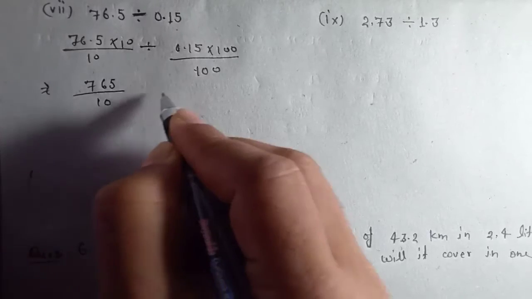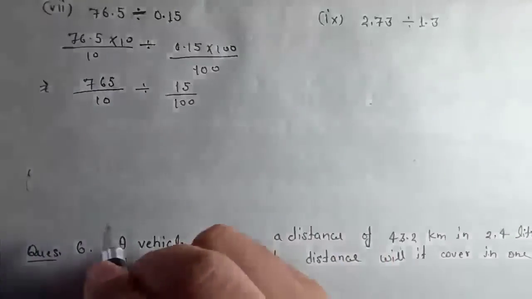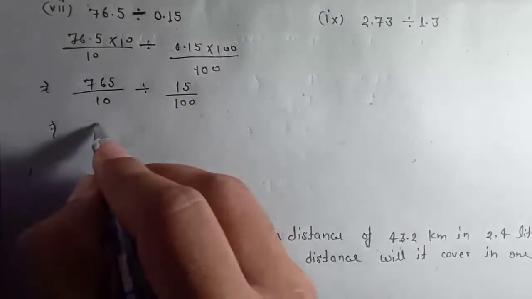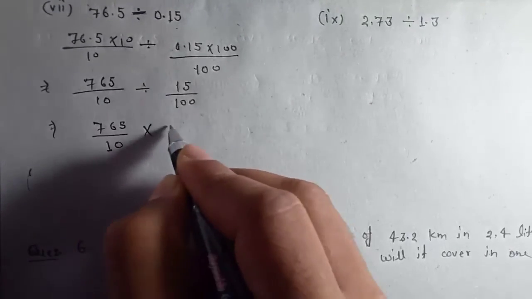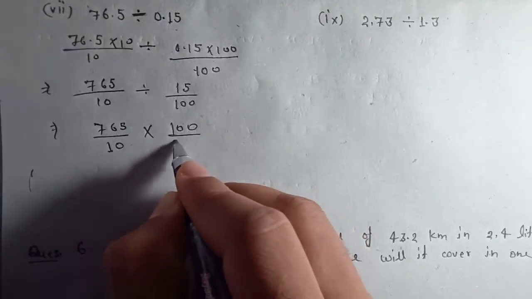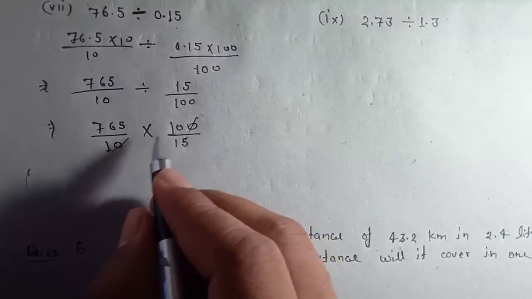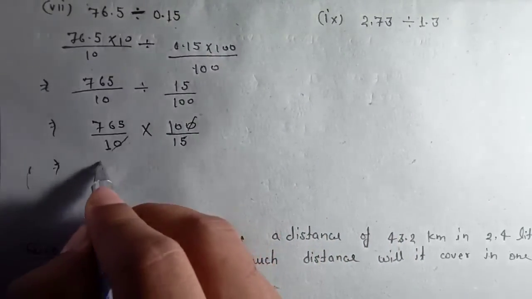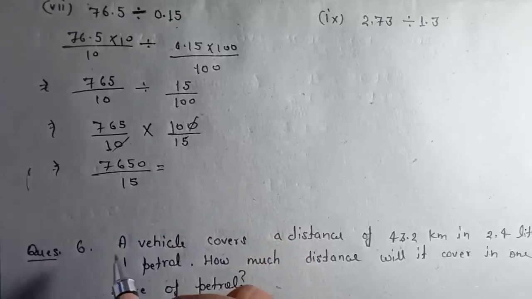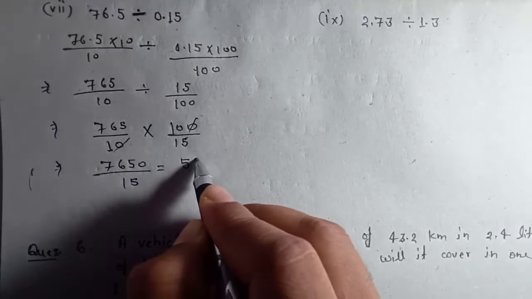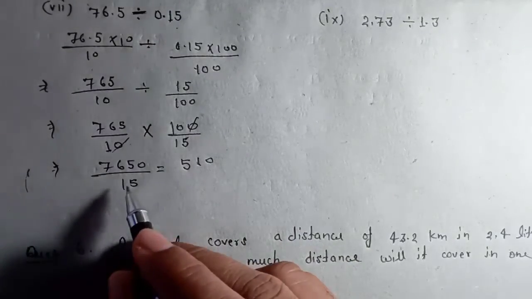765 upon 10 is divided by 15 upon 100. Now what to do? 100 upon 15 is the multiplicative inverse of 15 upon 100, and now we can cancel these terms, and it is 7650 upon 15. Now when you divide these two numbers, you will get 510. Divide in your copy, you will get the same answer.